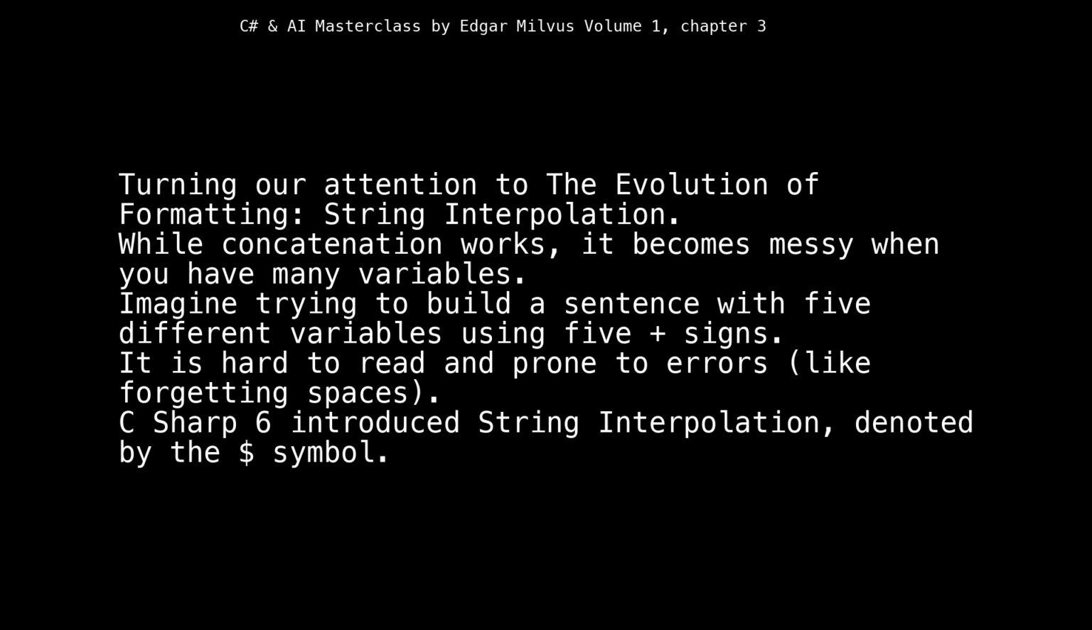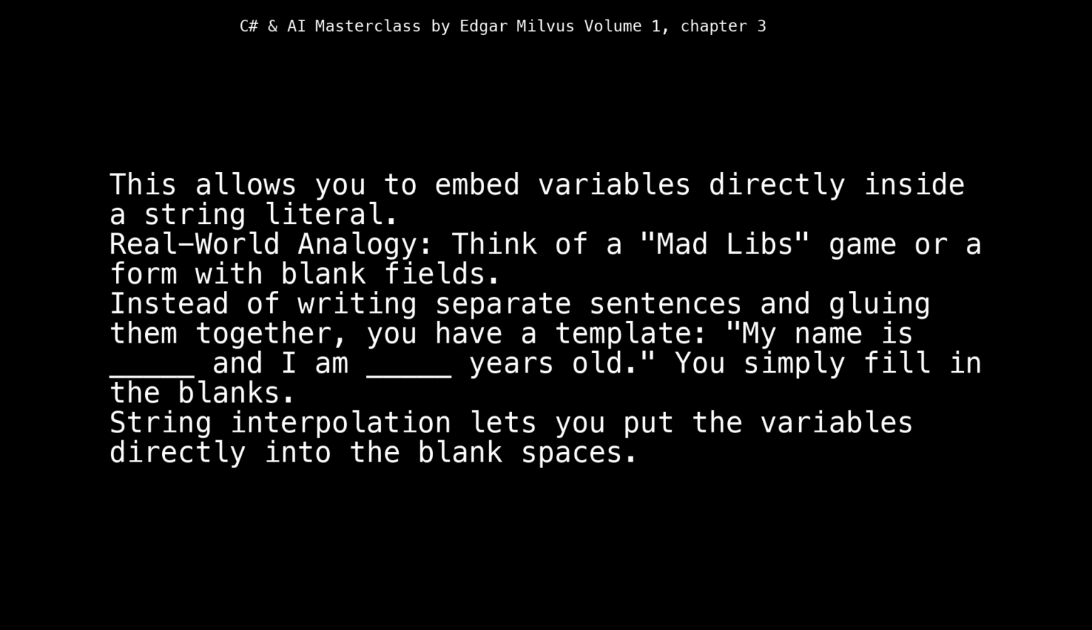While concatenation works, it becomes messy when you have many variables. Imagine trying to build a sentence with 5 different variables using 5 plus signs. It is hard to read and prone to errors, like forgetting spaces. C# 6 introduced string interpolation, denoted by the $ symbol. This allows you to embed variables directly inside a string literal.